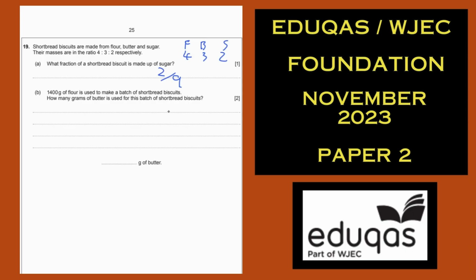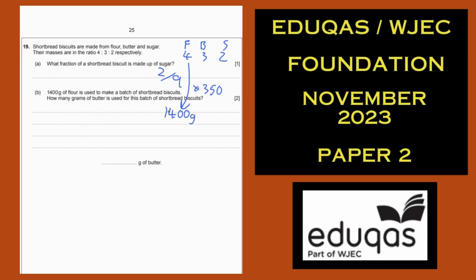1,400 grams of flour. Stop. And I can line it up. I look for my multiplier. To find a multiplier, do a divide. 1400 divided by 4. My multiplier is 350.